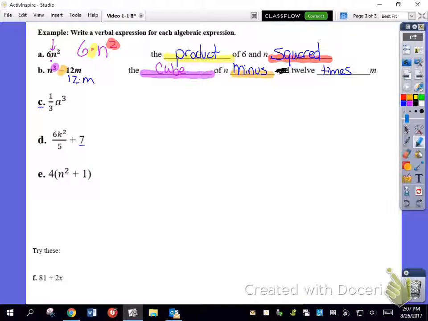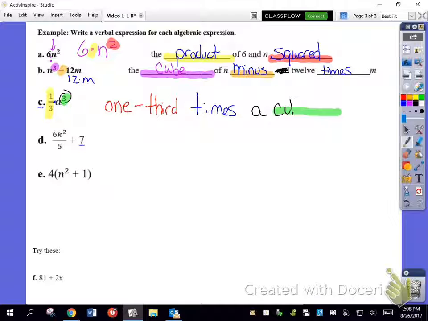The very first thing I have on this C is 1/3. Anytime you have a fraction, you put the numerator, hyphen, and then the bottom, instead of writing 3, you say third. So 1/3. And since it's next to it, remember if it's next to it, that is times. So 1/3 times, or I could say the product of 1/3 and a. And then what does that little exponent mean? The little exponent 3 means that it's cubed. So I'm going to say a cubed. Now I could say the product of 1/3 and the cube of a, which is fine. Or I could say 1/3 times a cubed.